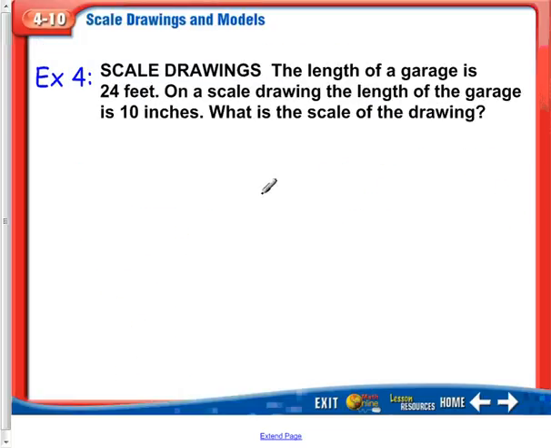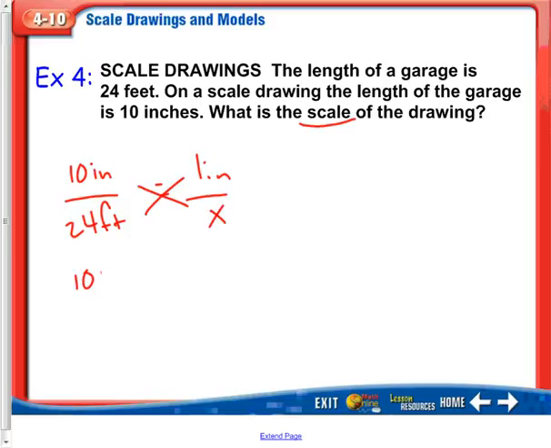So the length of a garage is 24 feet. On a scale drawing, the length of the garage is 10 inches. So we have 10 inches on the scale drawing, and we have 24 feet in real life. So we want to figure out what is the scale. So we want to find out just what is 1 inch, and what is that going to be equal to in real life. So again, cross multiply.